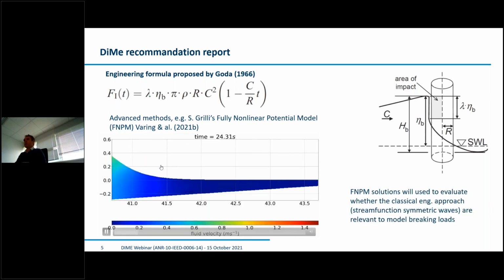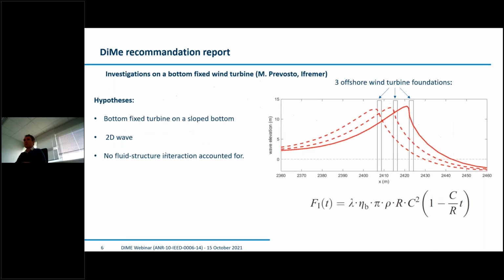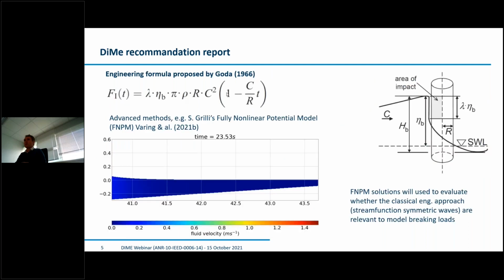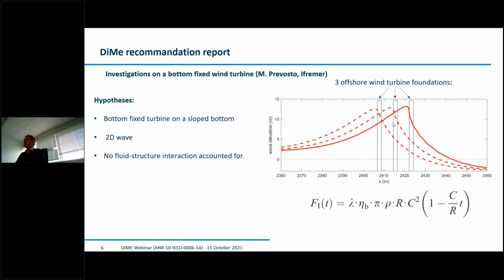Okay, so we will use this model to compute the parameter of interest of the equation above, and we will see whether with the engineering approach that uses stream function theory, we will achieve the same results in terms of timing loads or not. So here is the case study.